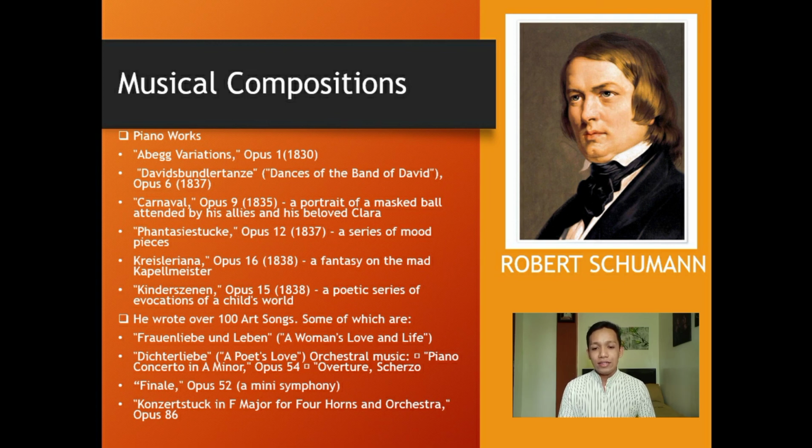We also have Kreisleriana, Opus 16, 1838, a fantasy on the mad Kapellmeister. We also have Kinderszenen, Opus 15, in the year 1838. It is a poetic series of evocations of a children's world. And he wrote over 100 art songs, some of which are Frauenliebe und Leben, Dichterliebe, Finale, and Konzertstück in F major for 4 horns and orchestra, Opus 86. The titles of these compositions are really difficult to pronounce. Sorry if I have mistaken them.